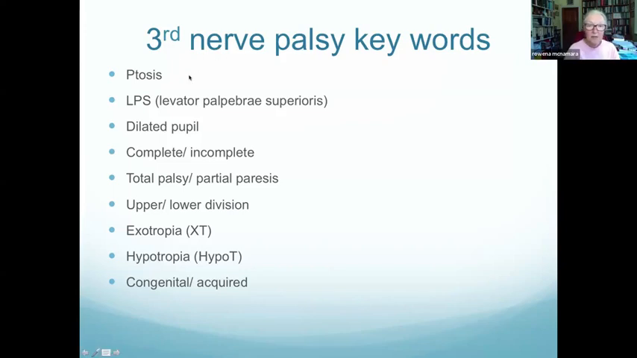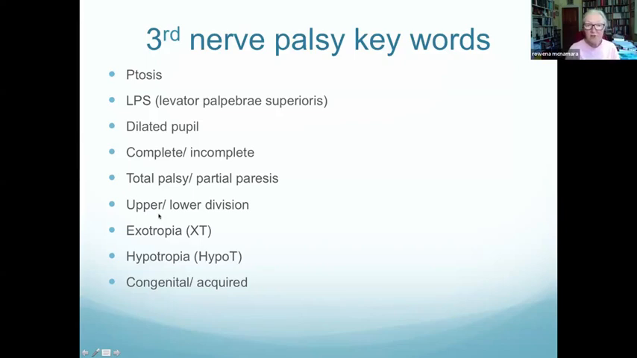The third nerve innervates four ocular muscles. So sometimes it can be affected completely, and sometimes only one or two of the muscles could be affected. And the other terminology is that sometimes the palsy is complete, so there's absolutely no movement of the eye. And in other cases, perhaps the embolism or the ischemic attack is only partially affecting the nerve. So you can have a total paralysis or you can have a partial paresis.